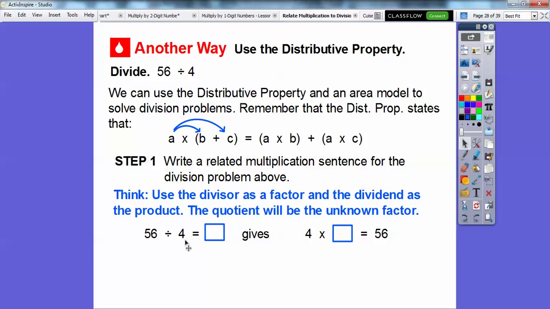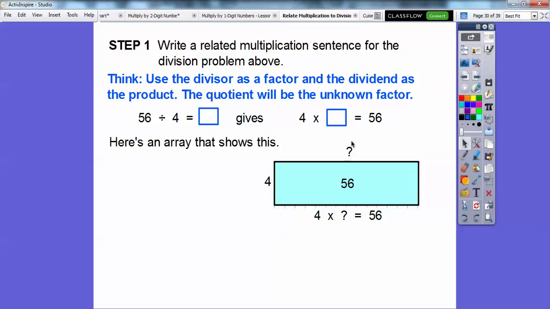Okay, so here's the problem right here. All right, so the related multiplication problem would be this times what would equal this 56 right there. Okay, so here's an array that shows this right here. So 4 times what equals 56. Okay, so here's a rectangle. 4 times something equals that 56 right there. All right, so let's just move that up right there.